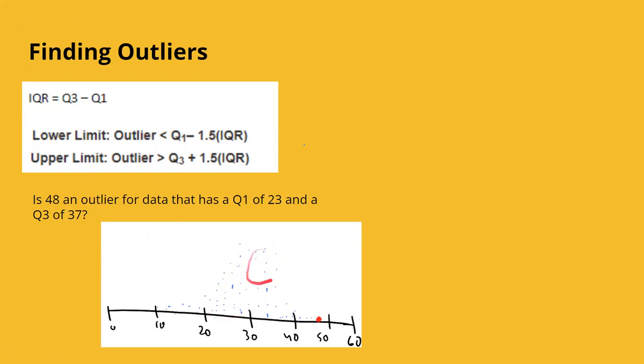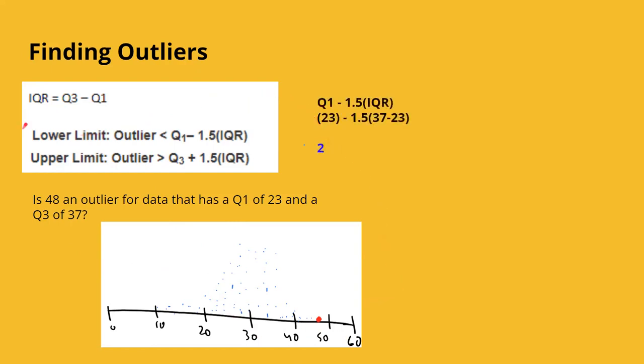So we're going to see right here, let's see, we have this data here. Is 48 an outlier, if quartile 1 is 23 and quartile 3 is 37? So the red dot is where 48 is. Well, it might kind of look like it's an outlier. But we can't just go by what we think. We have to actually use math to know.